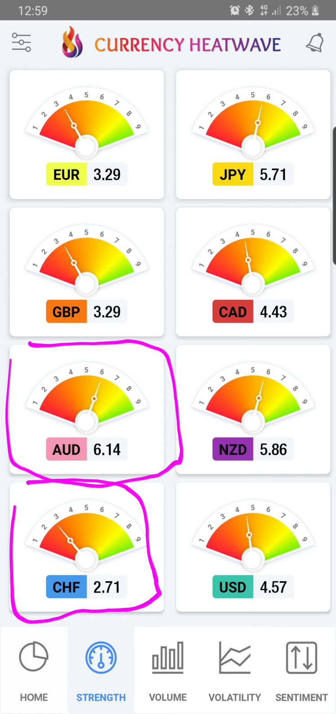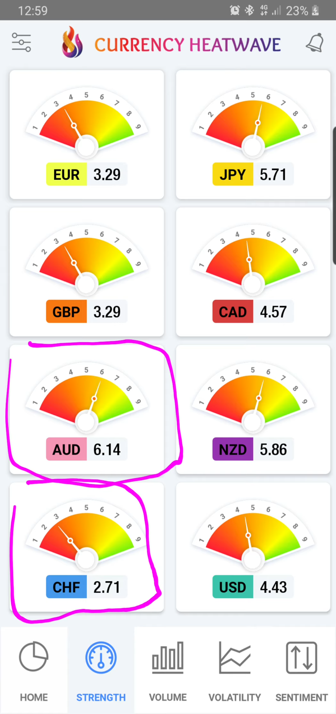So what can you do with these two, the strongest and the weakest? You can pair them together, go to the charts, and you will notice that you have a trending market. After doing your analysis, you can decide that maybe the trend is oversold or overbought. You can decide to long or short.